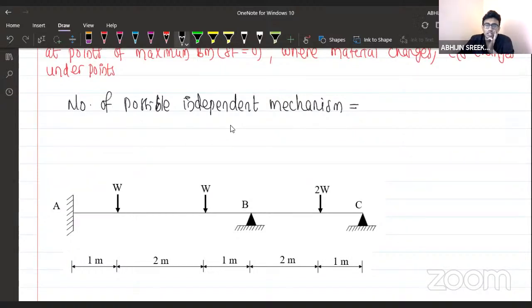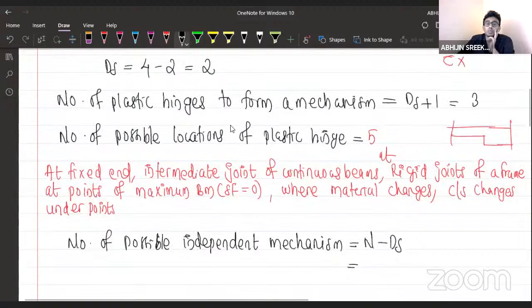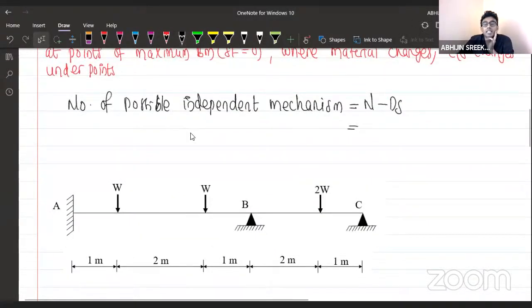Yes, perfect, Krishna. It is n minus ds. What is the n value? N represents the number of possible locations of the plastic hinge. N minus ds, that is n is 5, ds is 2, total is 3. There are 3 independent mechanisms possible: mechanism number 1, mechanism number 2, and mechanism number 3. We'll find them one by one.